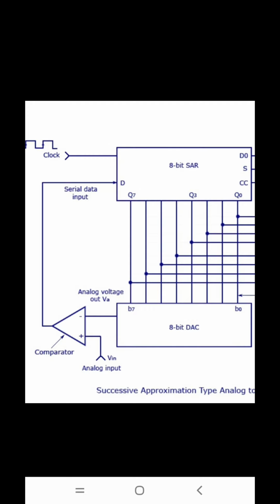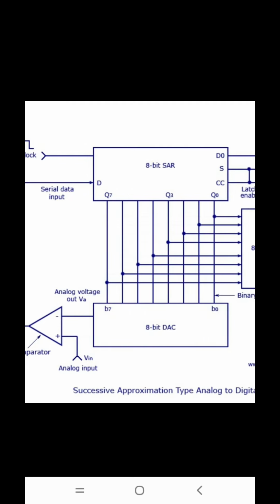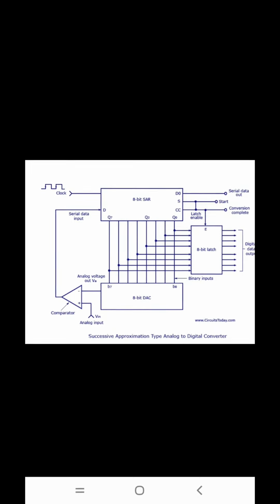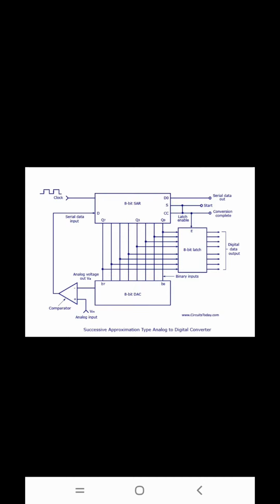The SAR then adjusts its digital output until it is equivalent to the analog input Vin, which is the input to the comparator. The 8-bit latch at the end of the conversion holds on to the resultant digital data output. The circuit works as follows.